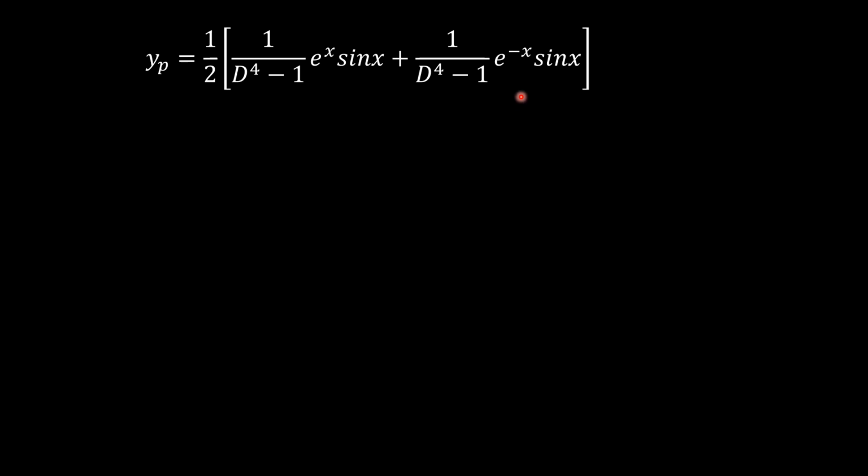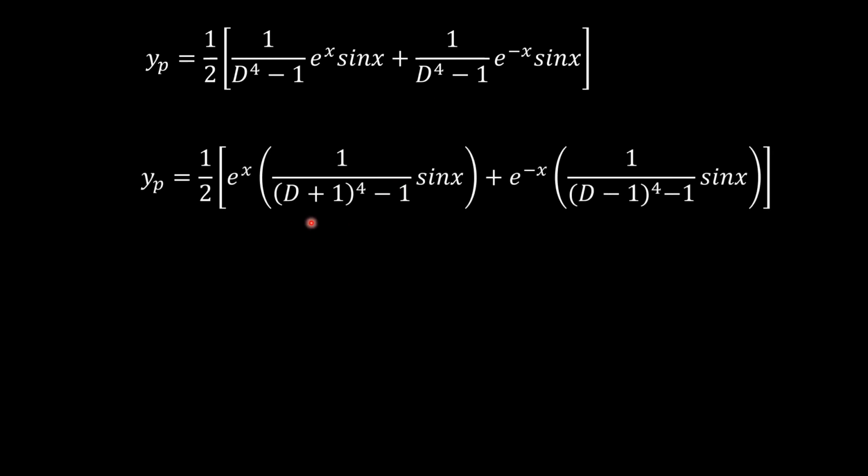Now both of these functions are of the type e raised to x into v. So the same rule we will apply to both of these functions. In the first term we will take e raised to x to the left of this operator, and we will shift this D to D plus 1, because here the coefficient of x is 1. And in the second term we will take e raised to minus x to the left of this operator, and we will shift this D to D minus 1. So that will give us like this.